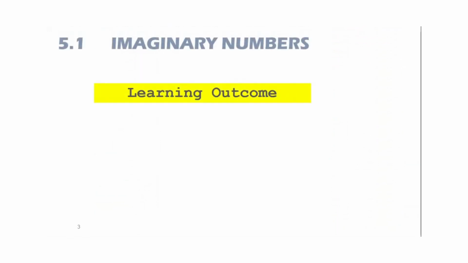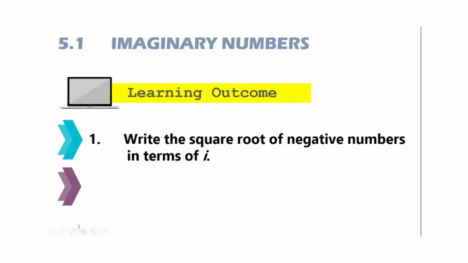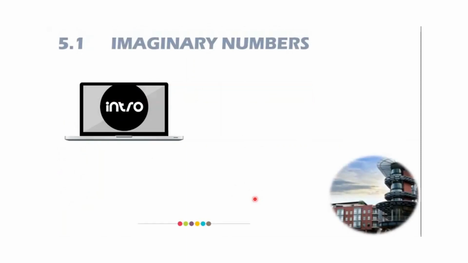Okay, let's look at today's lesson on the first subtopic, 5.1 Imaginary numbers. Learning outcome: at the end of this lesson, you should be able to write the square root of negative numbers in terms of i. And the second one, you have to know how to simplify powers of i. Okay, let's look at the introduction of imaginary numbers.